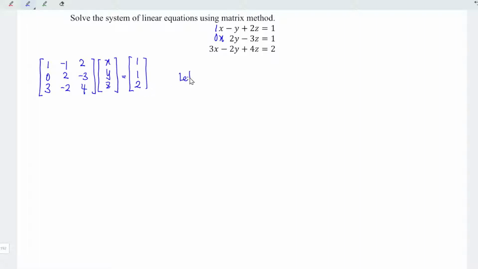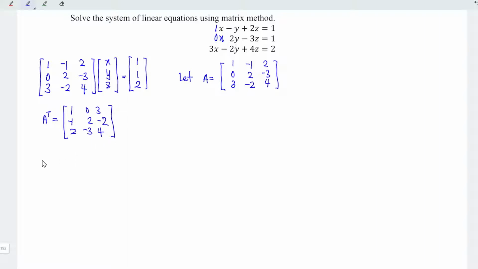I'm going to let A be the coefficient matrix, namely 1, 0, 3, minus 1, 2, minus 2, 2, minus 3, 4. And we should first determine the transpose. So the transpose of A is equal to column change to row, row change to column. So column 1, 0, 3, we should write as row 1, 0, 3. Second column, second row, minus 1, 2, minus 2. Third column, third row, 2, minus 3, 4.